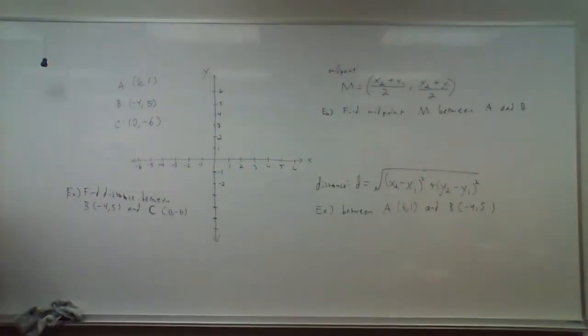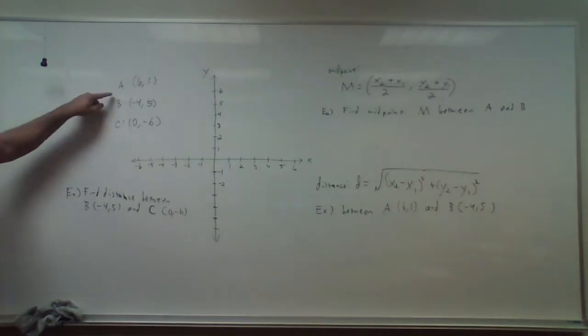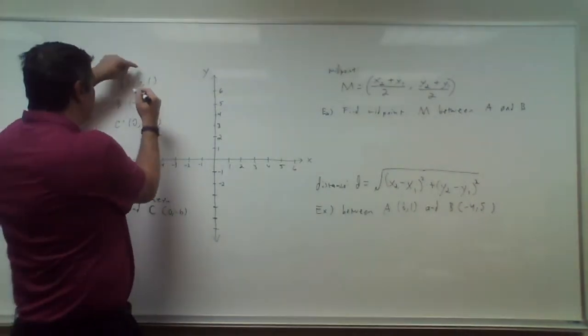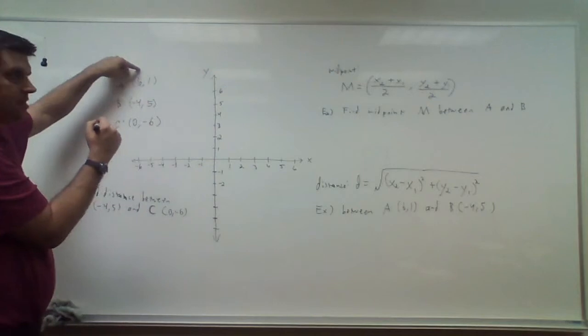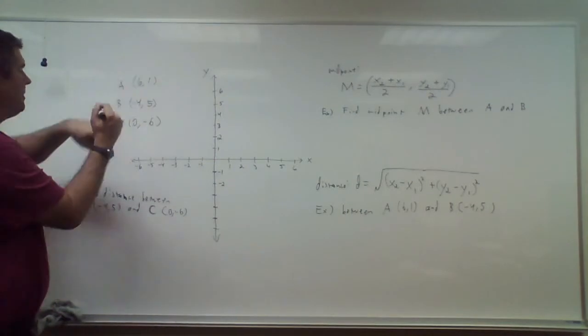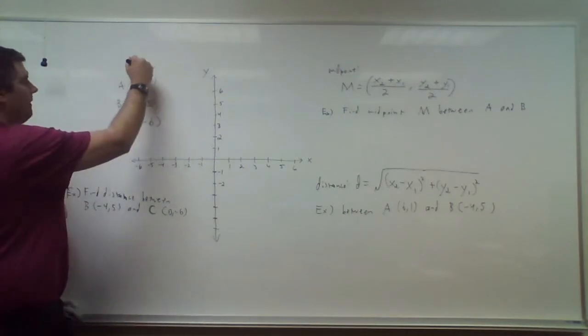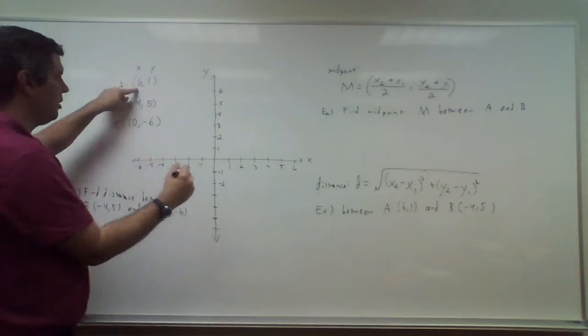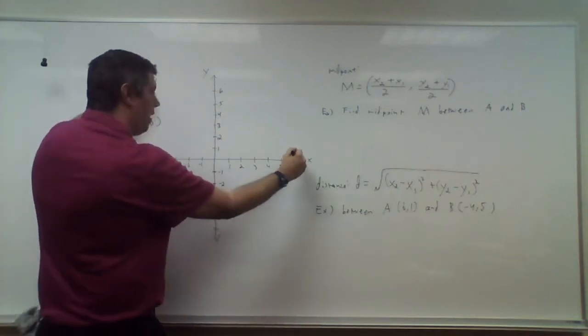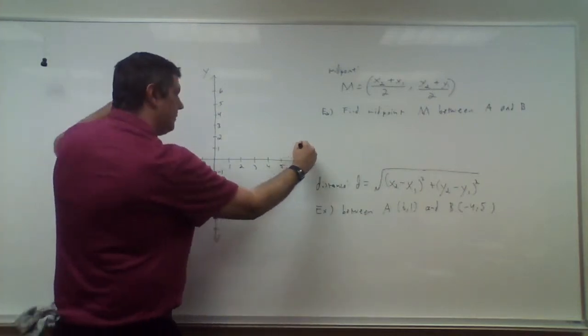Right now I'm going to discuss some basics of coordinate geometry. First I'm going to start with plotting these points. A would be, this represents X, that's your left, right. This represents Y, your up, down. So X, Y. So I'd go to 6 on the number line and up 1. That's where A is plotted.